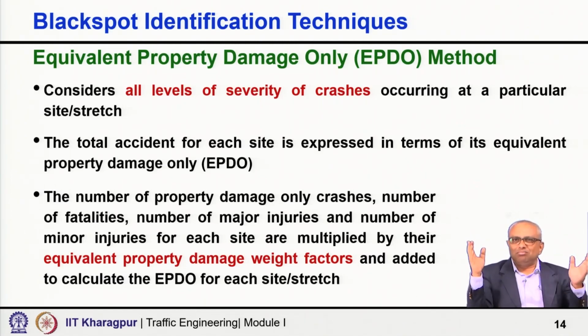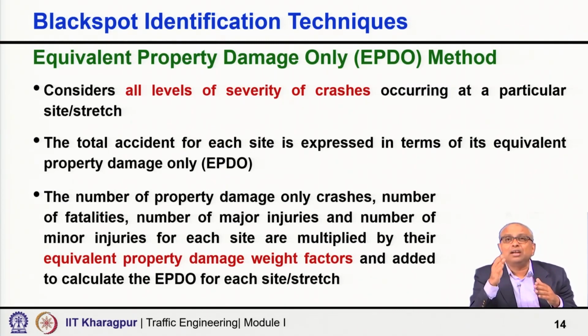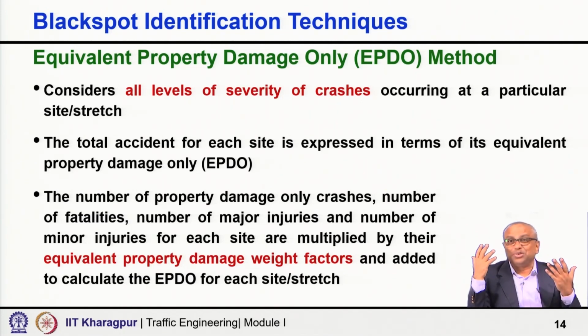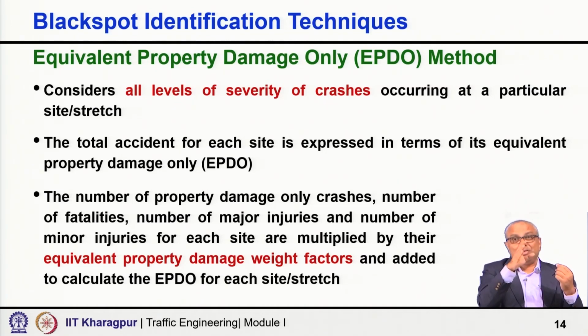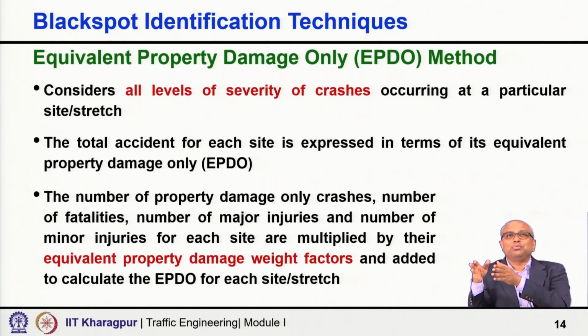That means all crashes are considered and converted into an equivalent number of property damage crashes. As we use the concept of passenger car equivalency or passenger car unit, a bus equal to 3 cars, a light commercial vehicle equal to 2 cars, similar factors we want to use to convert all types of crashes to an equivalent number of property damage only crashes.